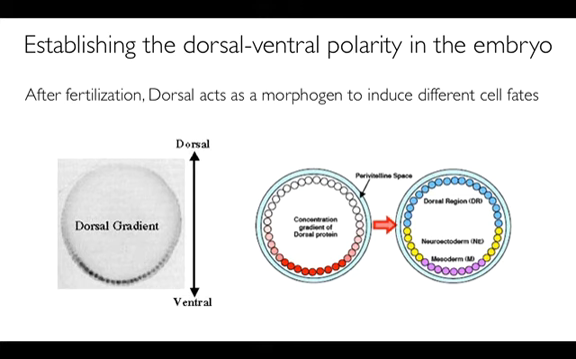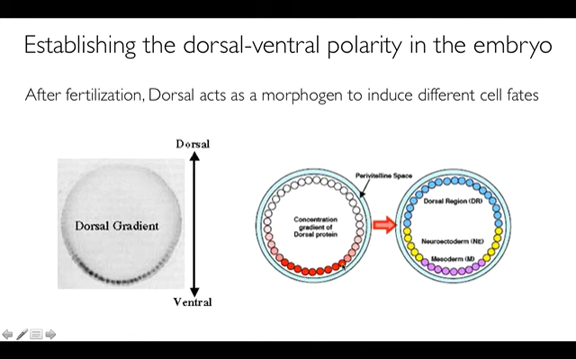The dorsal protein is a morphogen. It acts to induce different cell fates along the ventral to dorsal axis. Dorsal protein shown here is highest at the most ventral parts of the embryo and then gets lower and lower as you move more dorsally. So remember that concept of a morphogen I talked about on one of the first slides of this lecture.